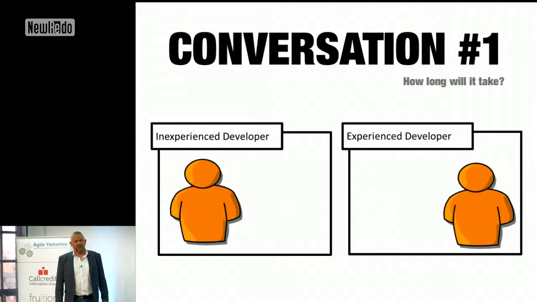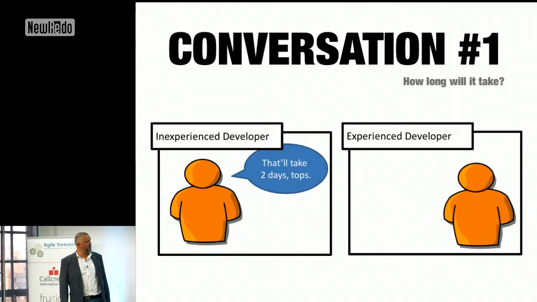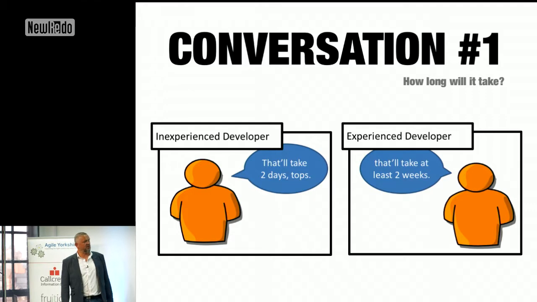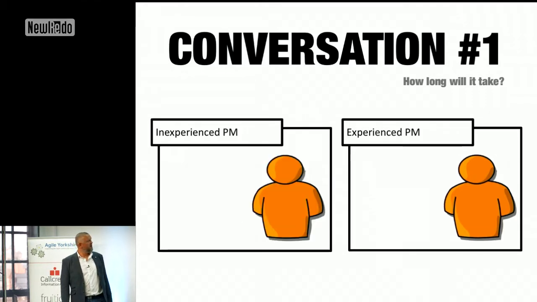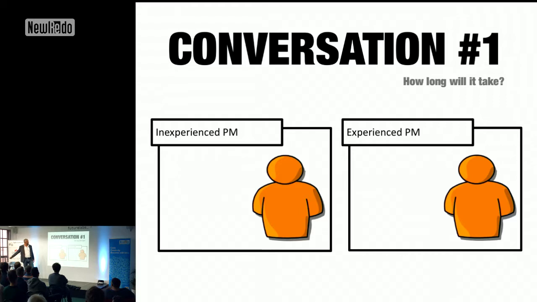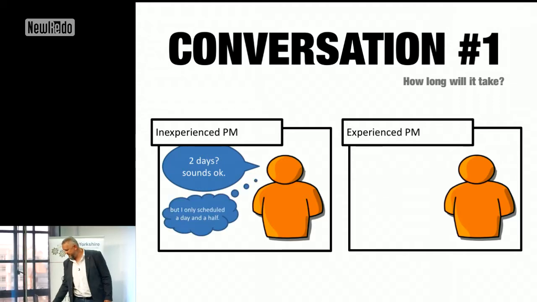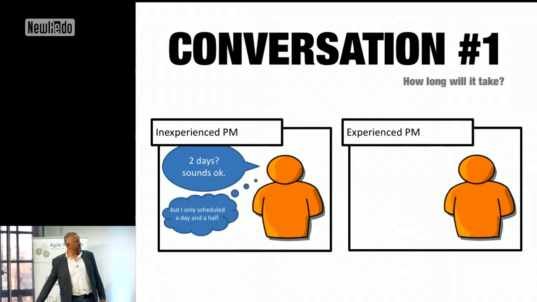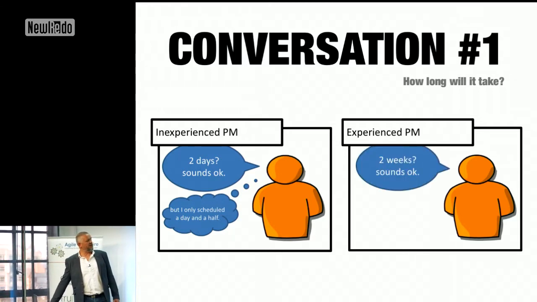Now the usual script for this is the inexperienced developer says that'll take 2 days tops. The experienced developer says that'll take at least 2 weeks. All right. The inexperienced project manager doesn't say anything. There you go. 2 days sounds okay. But I'll only schedule a day and a half. The experienced project manager says 2 weeks sounds okay, but it's going to be at least 3. Is this familiar with anyone?